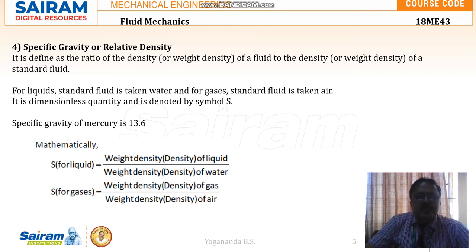For gases, the specific gravity is the ratio of density of the given gas to density of the standard gas. The standard gas here is taken as air. Mercury is considered one of the liquids having the highest density, and its specific gravity is given as 13.6.